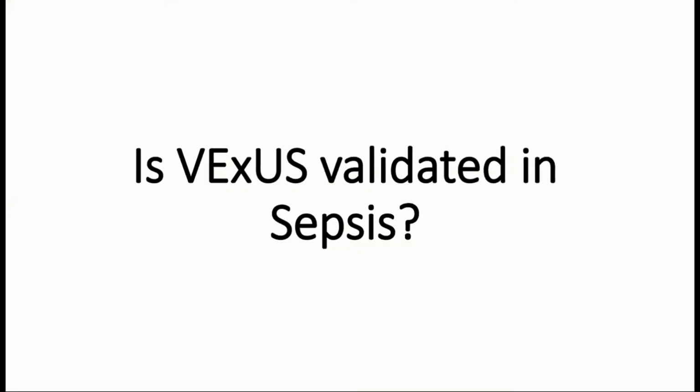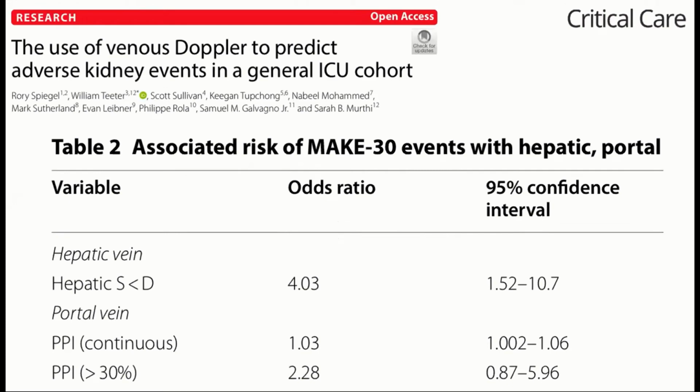So another question I get is, is VExUS validated in patients with sepsis? I mean, VExUS has been mainly studied in patients with heart failure, either heart surgery, congestive heart failure, right heart failure, pulmonary hypertension, but there's not a lot of data in patients with sepsis. However, very recently, I think this month or last month, this paper by Rory Spiegel was published, where he looked at these altered patterns of venous flow in a non-selected general ICU cohort.